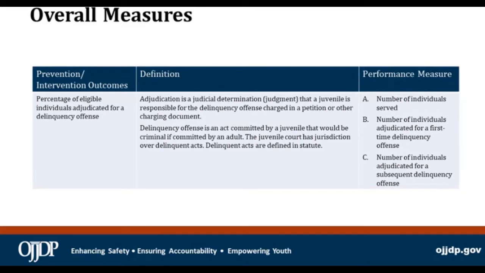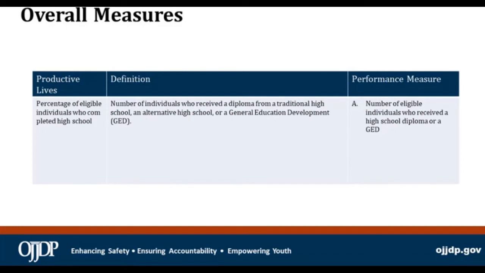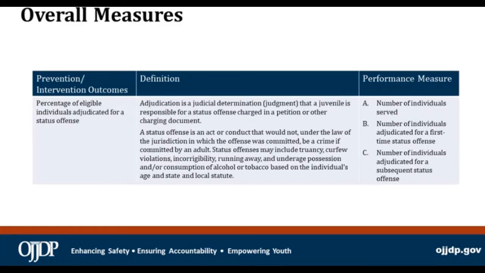Then the number of individuals adjudicated for a subsequent delinquency offense. You will calculate the percentage for the number of individuals adjudicated for a first-time delinquency offense and the number of individuals adjudicated for a subsequent delinquency offense and divide them by the number of individuals served. Percentage of eligible individuals adjudicated for a status offense. Adjudication is defined as a judgment a juvenile receives for a delinquency offense they are charged with. A status offense is an act that would not be committed by an adult.